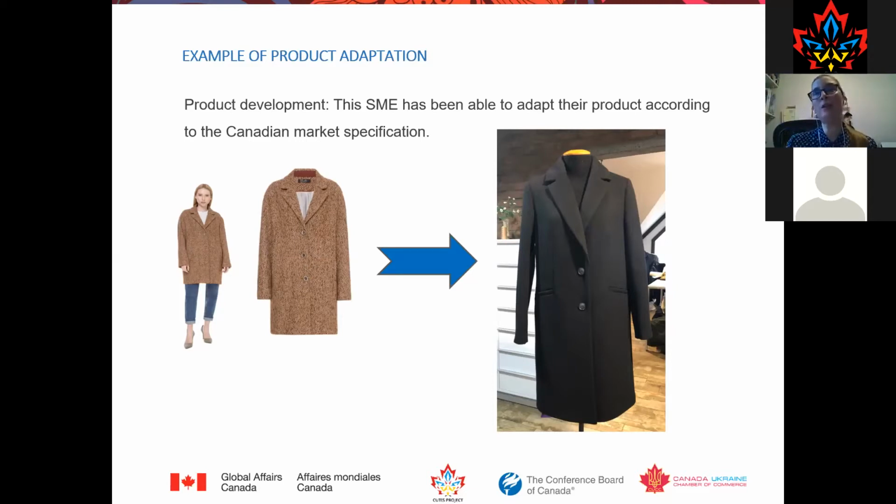But the regular market and the regular consumer is looking for a coat that they can throw away next year, that they can throw away in a couple of years.